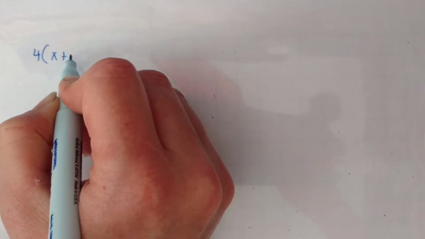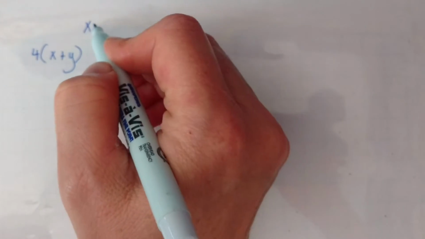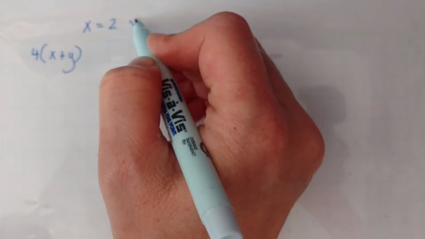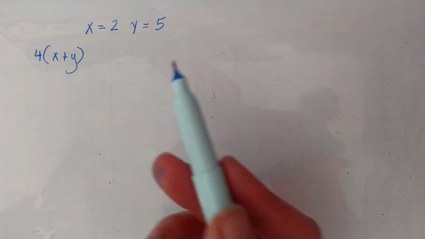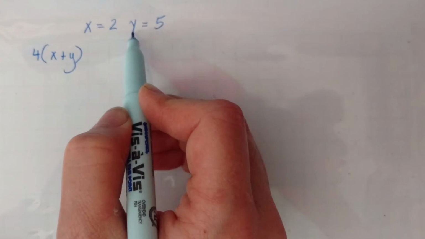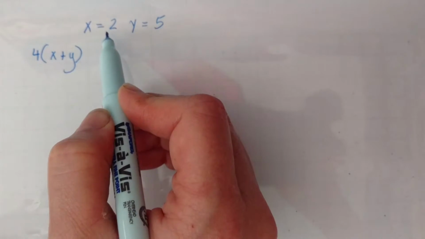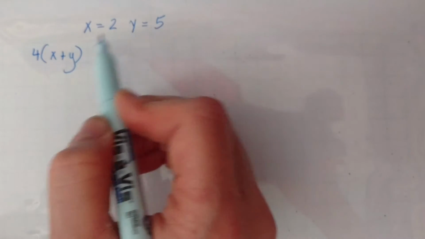Quickly throw in some algebra so that we can evaluate some variable expressions. And the first problem we're going to look at is 4 times the quantity x plus y. And I'm going to go on to tell you that x is equal to 2 and y is equal to 5. So when they give you something like this, all you need to do, because they're telling you what x is and what y is, just go ahead and substitute in the 2 for x and the 5 for y.